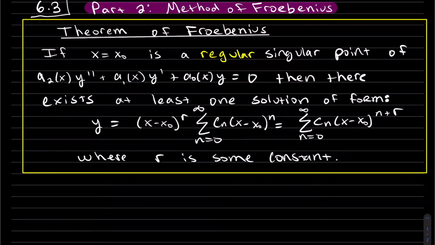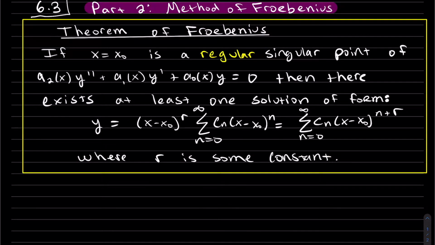So this is part 2, the method of Frobenius. The theorem of Frobenius says that if x naught is a regular singular point, which we learned about in our last video, of this second order differential equation, then there exists at least one power series solution in the following form. The previous one, around an ordinary point, did not include this x minus x naught to the r. So this is what's different. We can combine these inside the series and just add the exponent since it's the same base. And r is some constant.